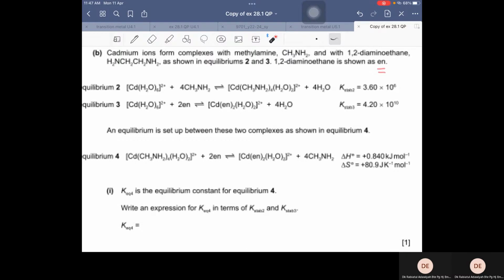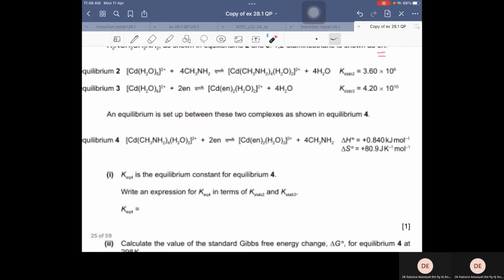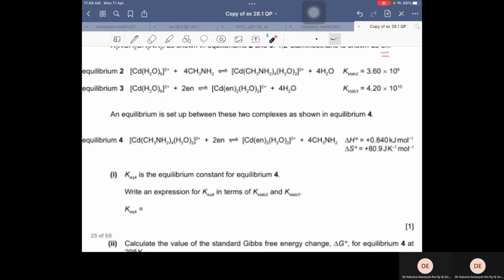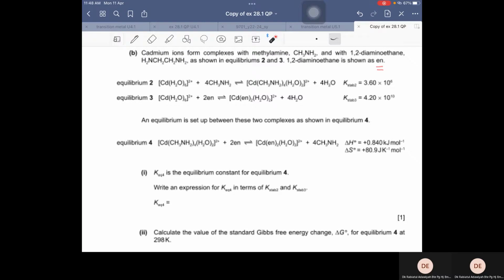When we mix equilibrium 2 and 3, we will get a new equilibrium, which is called equilibrium 4. It's a mixture of equilibrium 2 and 3. K eq 4, where K is the equilibrium constant for equilibrium 4: write an expression for the equilibrium constant of equilibrium 4 in terms of K step 2 and K step 3. Now, this is only for 1 mark.